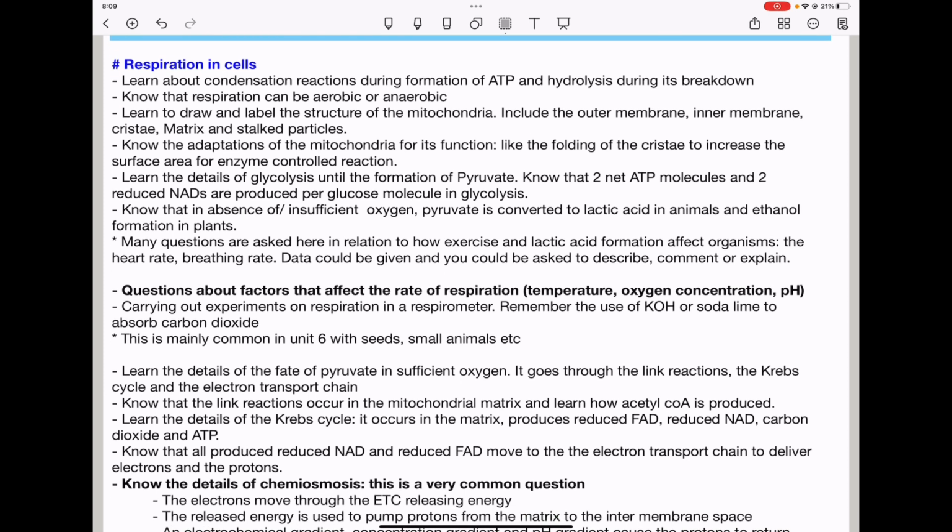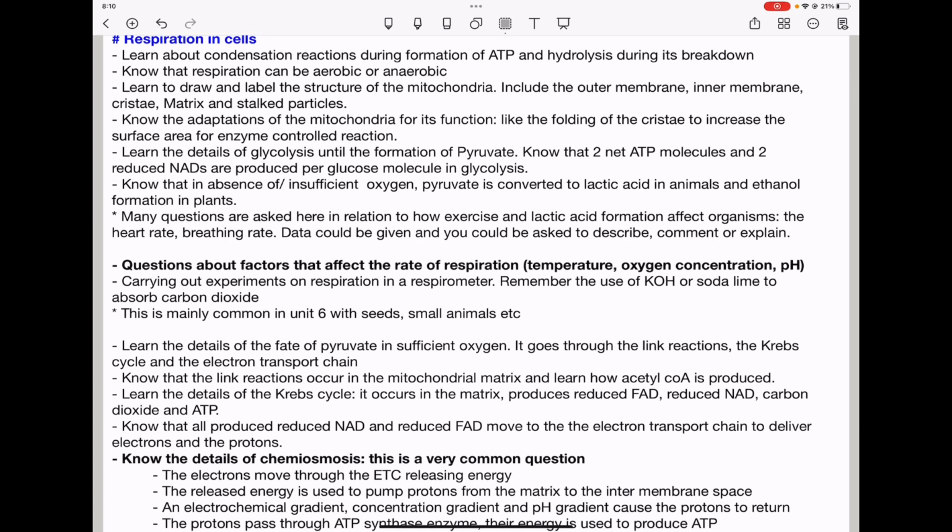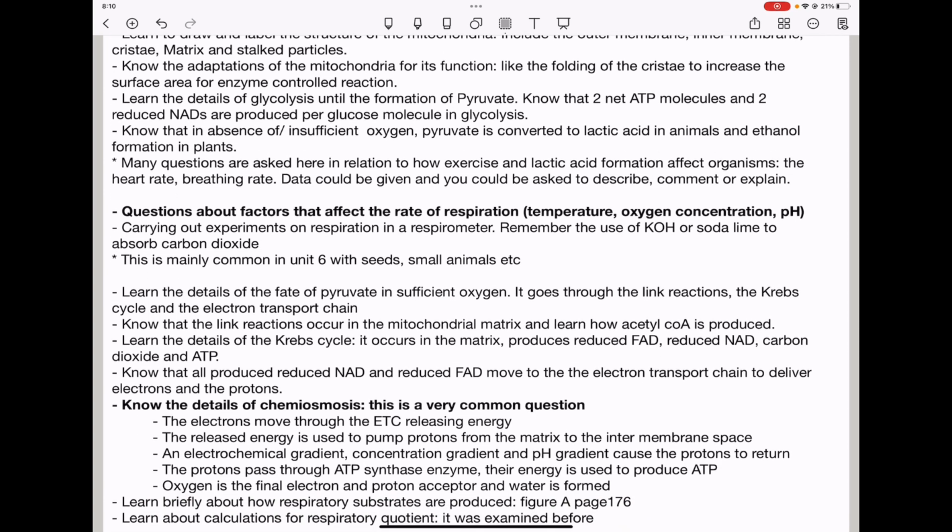Questions about factors that affect the rate of respiration could also come. Remember, they could ask you about temperature, oxygen concentration, pH, and so on. You need to know carrying out experiments on respiration in a respirometer. And here, remember that potassium hydroxide or soda lime is going to be used to absorb carbon dioxide. Although this is mainly a Unit 6 question, it could come in Unit 5 as well.